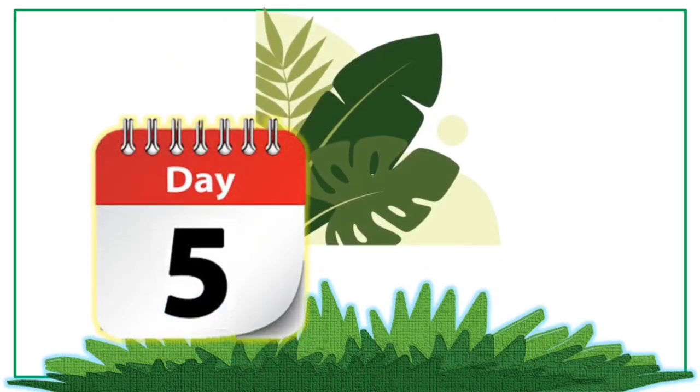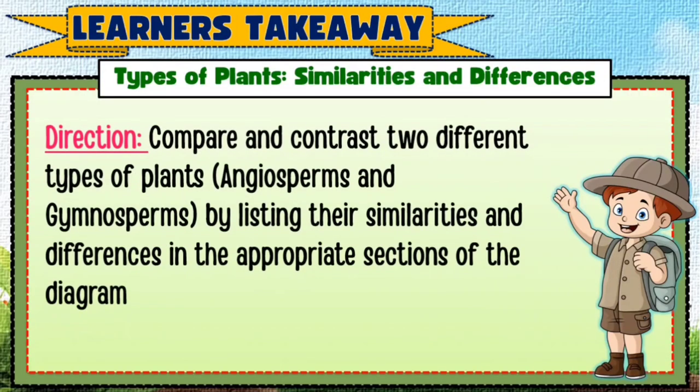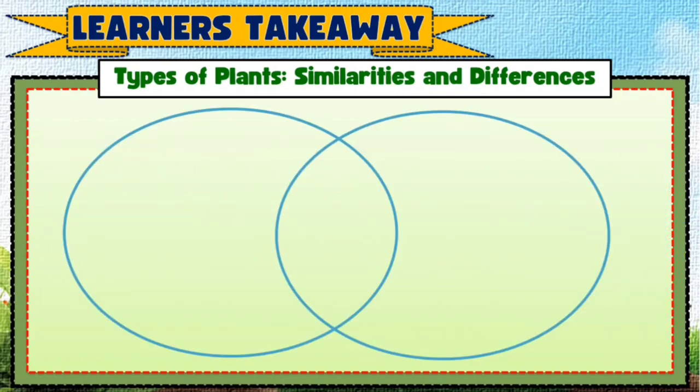Day 5. Learners' takeaway. Compare and contrast 2 different types of plants, angiosperms and gymnosperms, by listing their similarities and differences in the appropriate sections of the diagram. So we have here a Venn diagram. What are its similarities and what are its differences under angiosperms and gymnosperms.